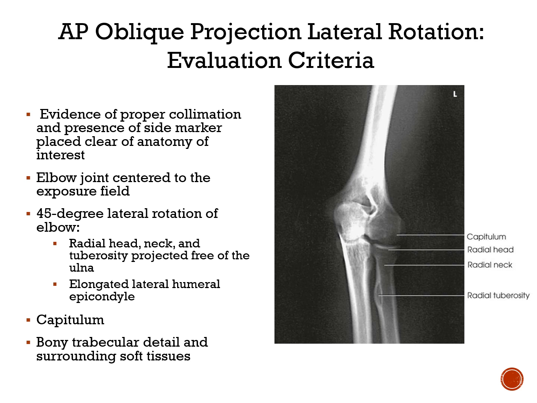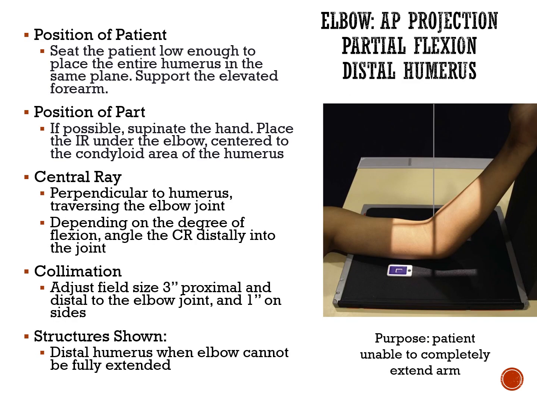Now this oblique is more commonly performed. It's going to show us, as visualized here, the radial head, the neck, and the tuberosity. All of those are free of superimposition of the ulna. And we see an elongated lateral epicondyle. Here's the capitulum, and there is the elongated lateral epicondyle.